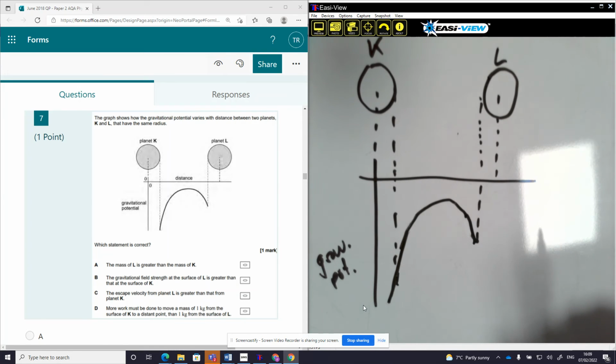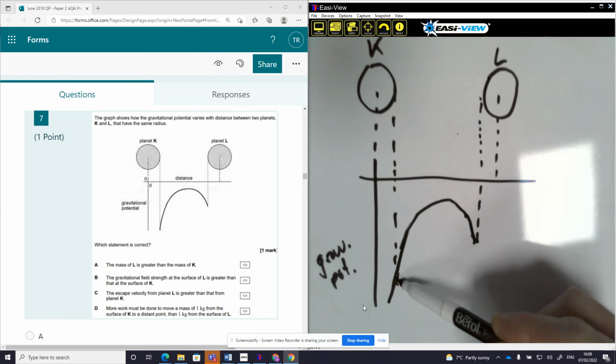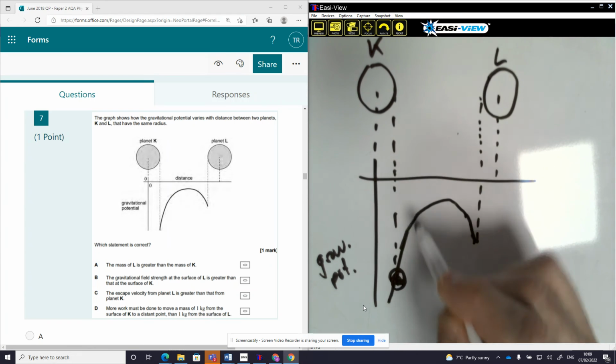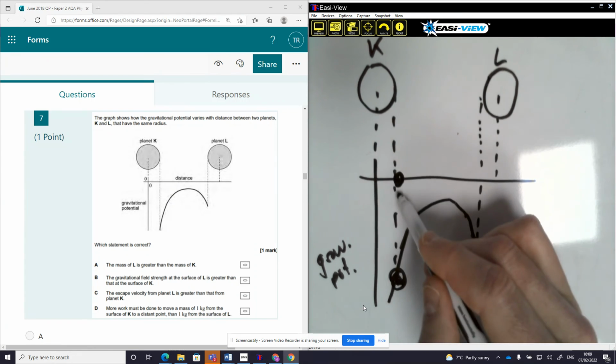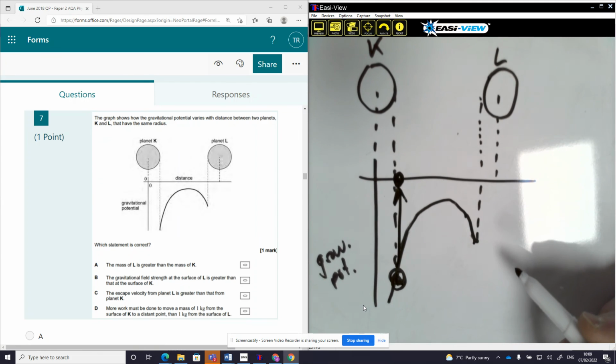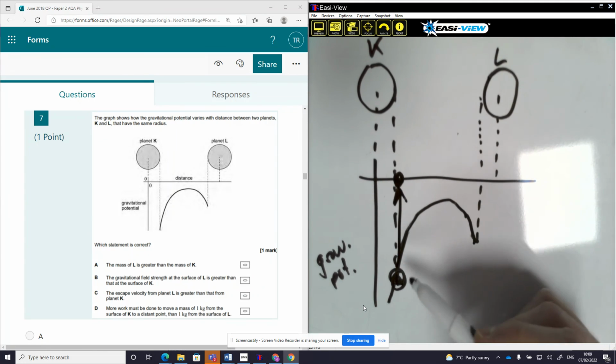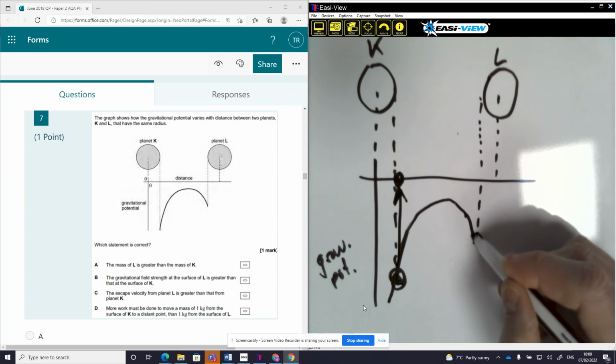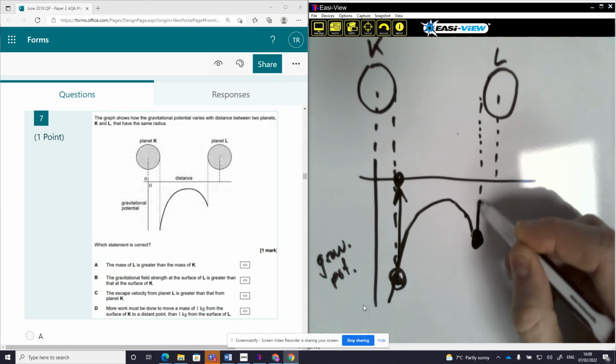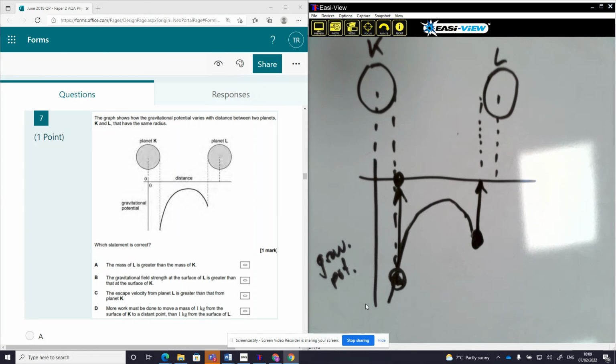More work must be done to move a mass of 1 kilogram from the surface of K to a distant point than on L. So that is the correct one. More energy to pay back to get from here to 0. That much energy is the amount of work that needs to be done per kilogram, compared to getting from here to 0. So D is correct.